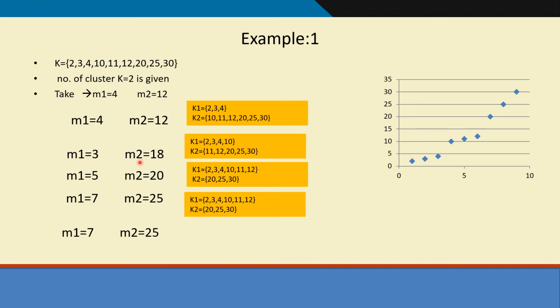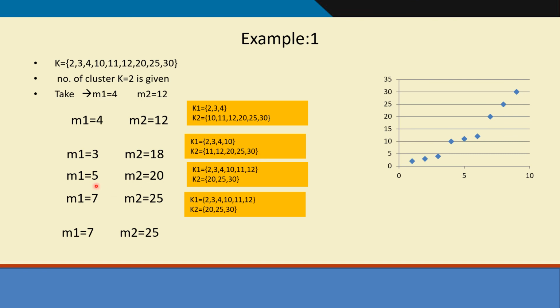Again we repeat, checking whether 2 is nearer to 3 or nearer to 18. It is nearer to 3, definitely, so it comes in the first cluster. If you pick up 10, 10 minus 3 is 7, and 18 minus 10 is 8. So now 10 will go in the first cluster. You can see that 10 has jumped from the second cluster to the first cluster. Again we have to repeat it. How did we get this? 5 is the average of these numbers. 20 is the average of these numbers.